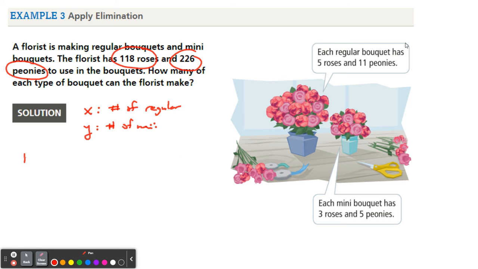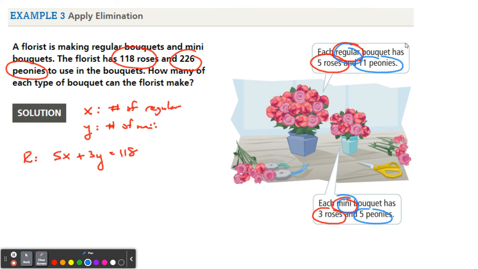So let's start with the roses. There are 5 roses in a regular, and there are 3 roses in a mini. So 5 in a regular plus 3 in a mini, and we have 118 roses to do. What about the peonies? There's 11 peonies in a regular and 5 peonies in a mini, and we have 226. So for the peonies equation, 11 in a regular plus 5 in a mini equals 226.